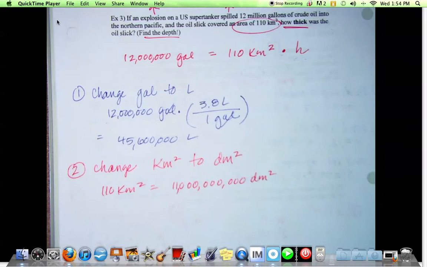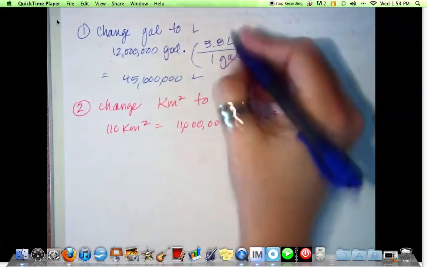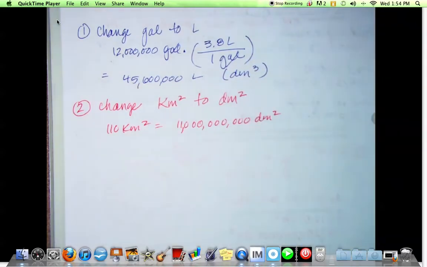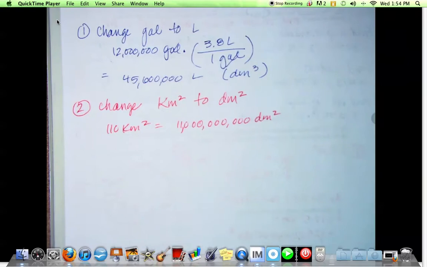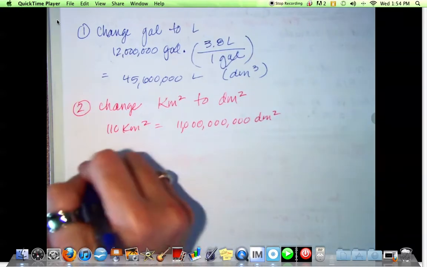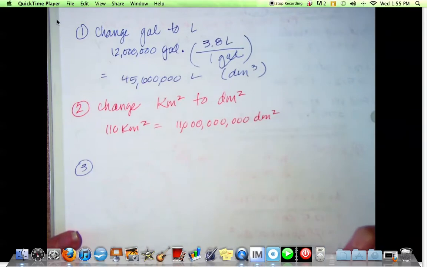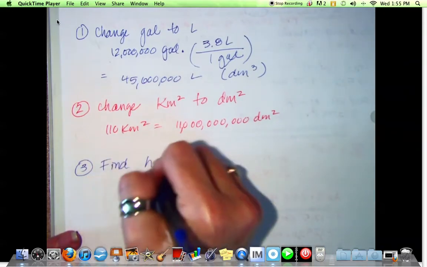Do I need to do any more converting? Yes, you have to change decimeters squared to liters. These are equivalent to decimeters cubed right here, so we're all set. Have we changed everything? Okay, so now we can find the height.